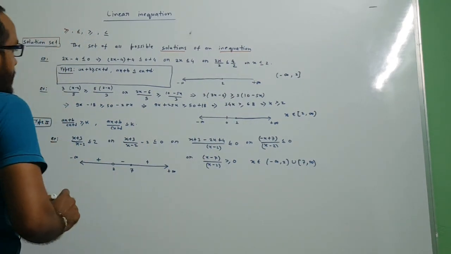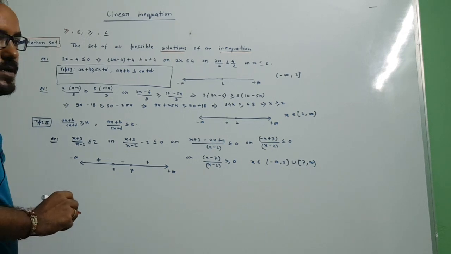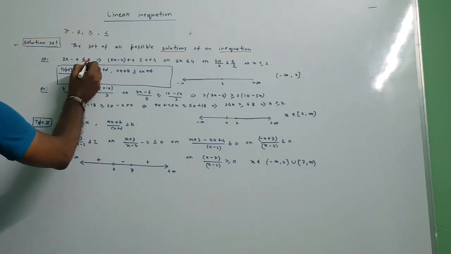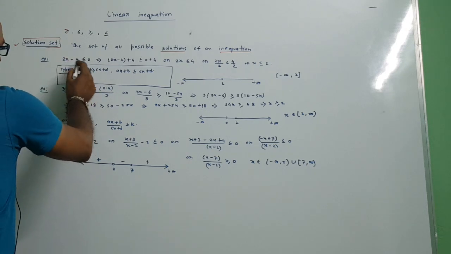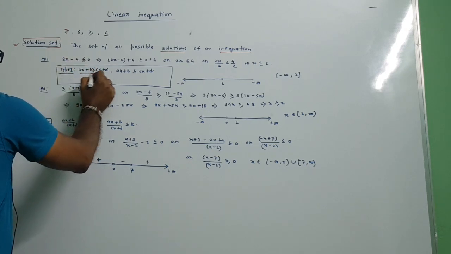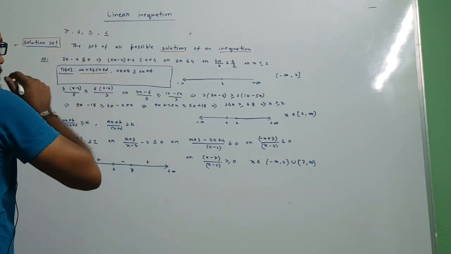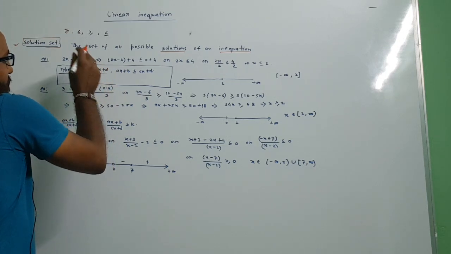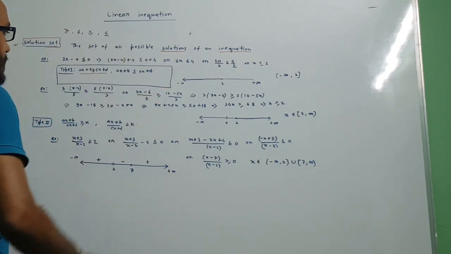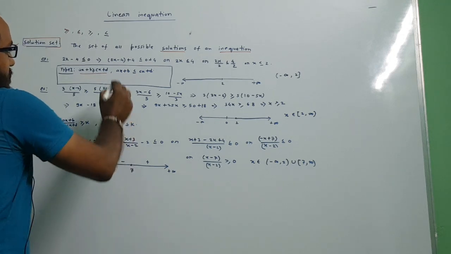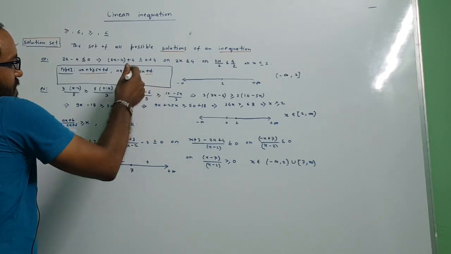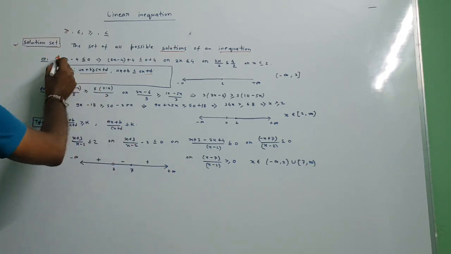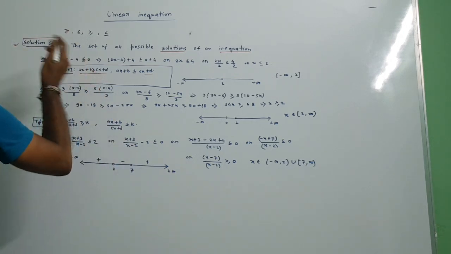Now let us see 2x minus 4 equals 0. Let us see one example. So this is our first type of linear inequation, that is ax plus b greater than or equal to cx plus d, or ax plus b only greater than cx plus d. Or ax plus b less than or equal to cx plus d, or ax plus b less than cx plus d. So this is the first type of problem.